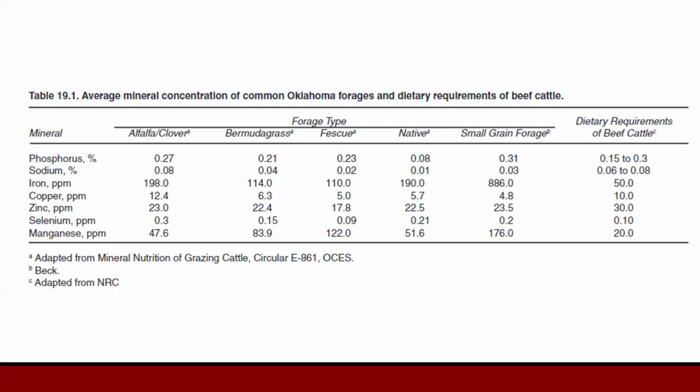A lot of these species are adequate in phosphorus, except for our native species. Salt's deficient. Iron's not a problem. Some may be deficient in our microminerals, really, except for our legumes.